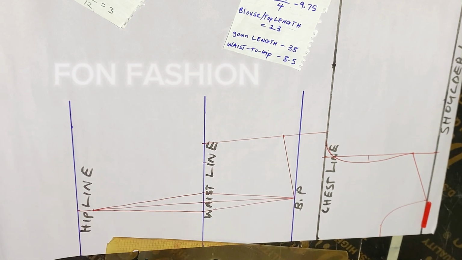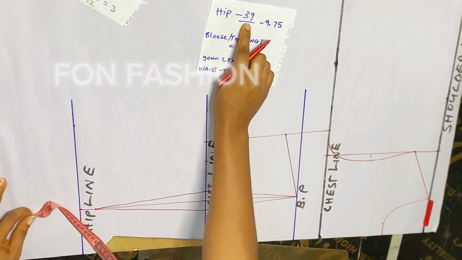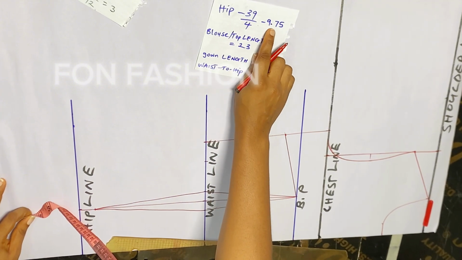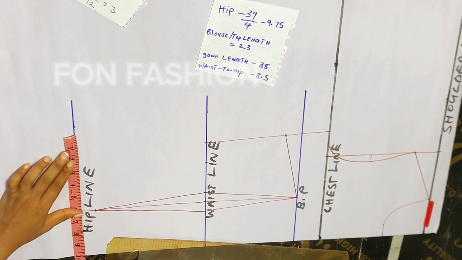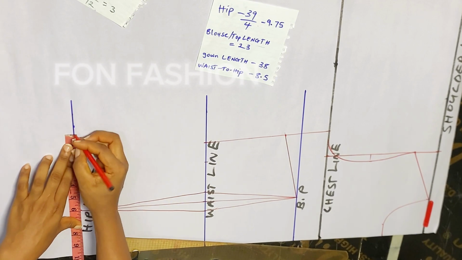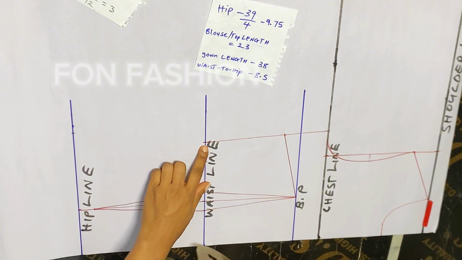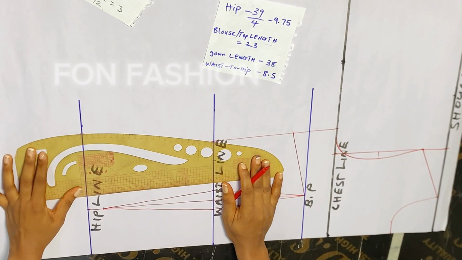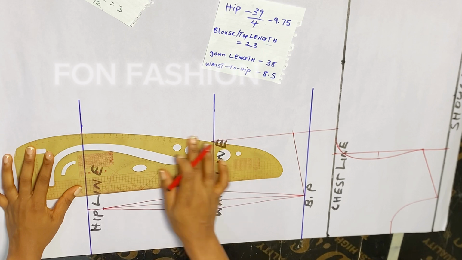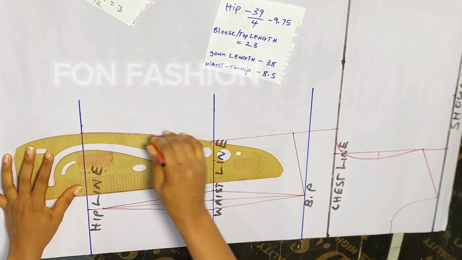So you come to the hip line and indicate the hip measurement. You divide the hip measurement by 4 to have 9.75. So for mine, I have 9.75. So you mark it on the hip line and connect from the waistline to the hip line with the hip curve, the curvy part of the master curve, like so.